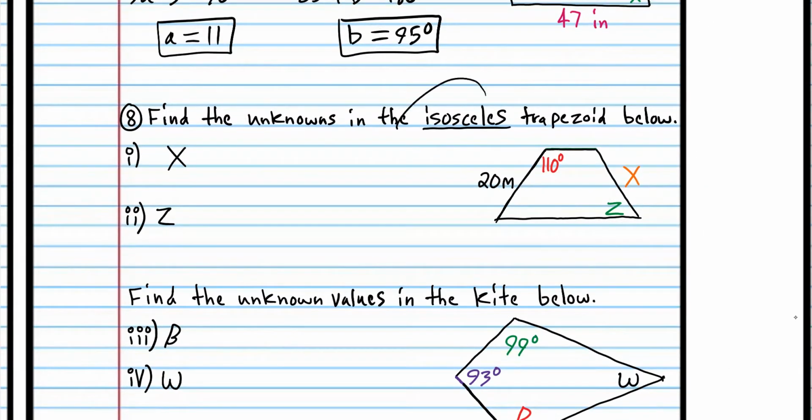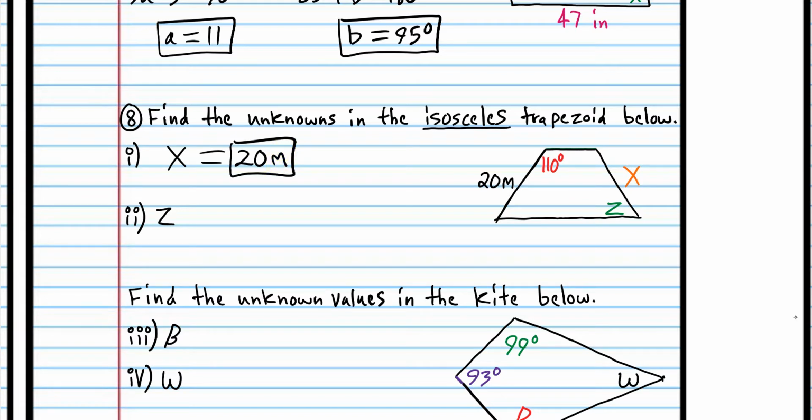So we're told that this is an isosceles trapezoid. That's very important. That means that these sides must be congruent. So x, we can say immediately, is 20 meters. Now, you must write your units. If you don't put an m there, then you're going to lose points.